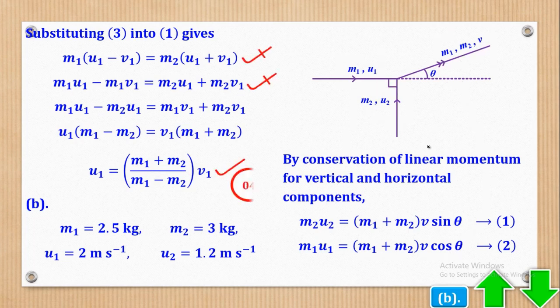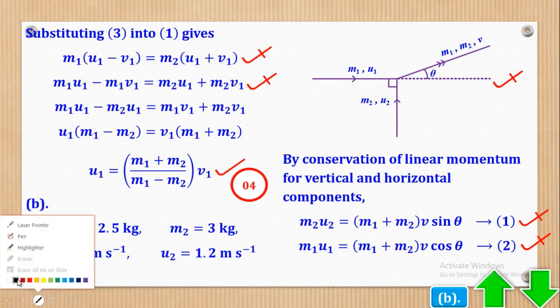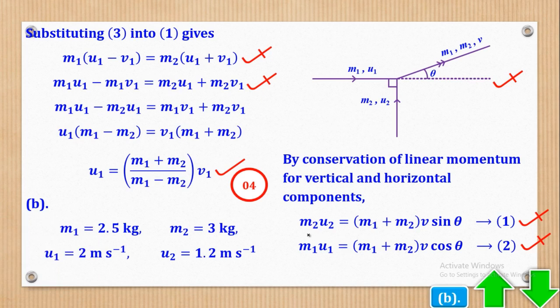So before we go to the next slide, let's see marks for this slide. So I have a mark for substituting 3 into 1, half a mark for expanding, and full mark for the required expression. Then half a mark for sketching the given information, half a mark for the conservation of linear momentum for vertical component, and also half a mark for conservation of linear momentum for horizontal component.